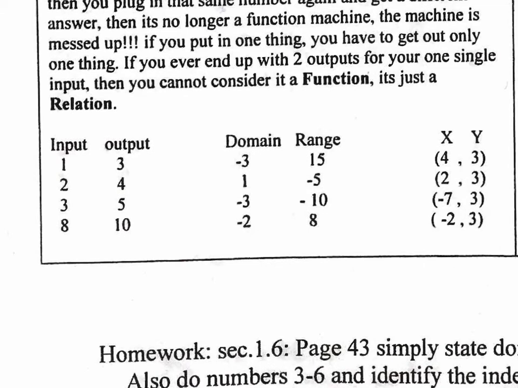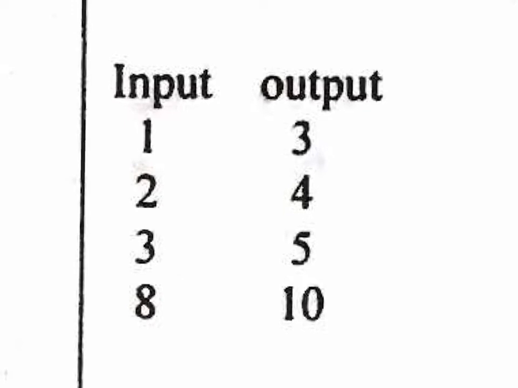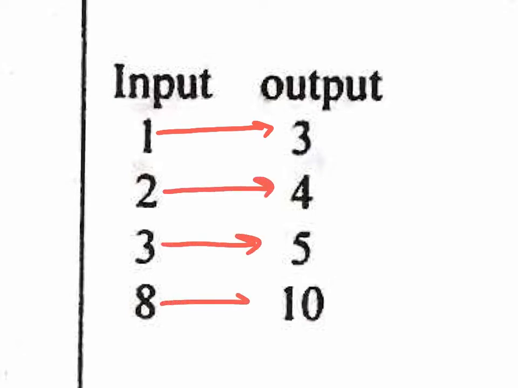Okay? So let's go down here and let's analyze whether these groups of numbers represent a function, which is like a machine, or just a relation, right? So if we look at this first input-output chart, our input 1 gave us the output 3. Our input 2 gave us the output 4. Is this a function? Is this a machine, or is it a broken machine? It's a machine that works.